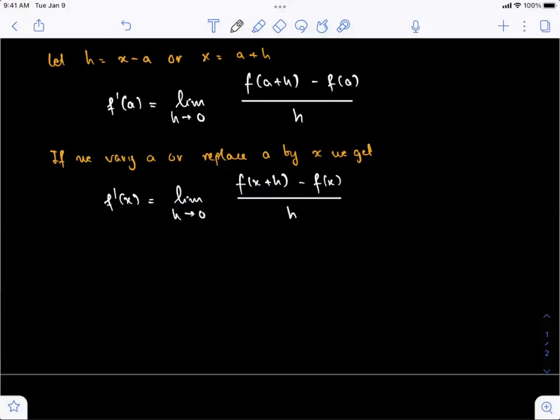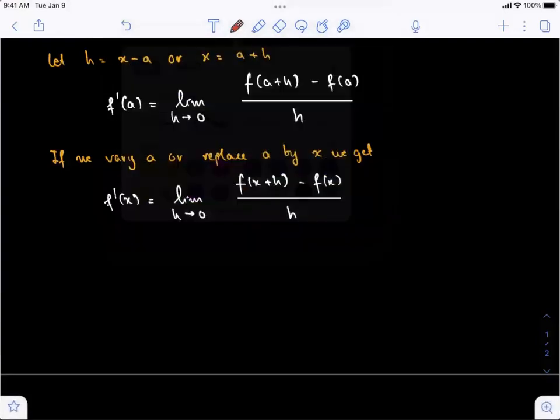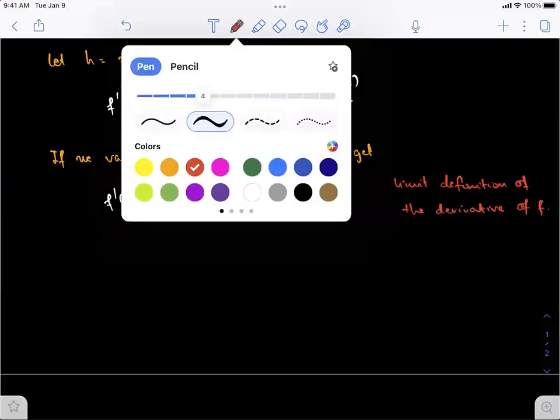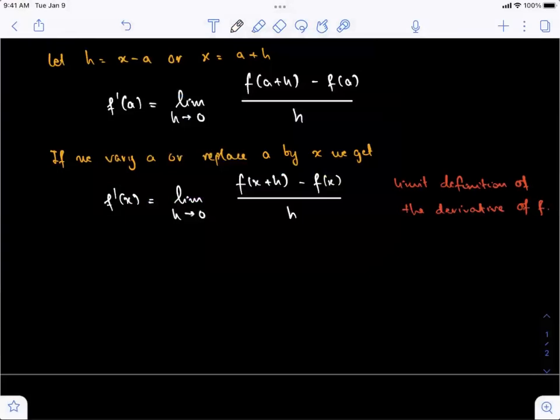So this formula is called the limit definition of the derivative of f. And of course, we can find the derivative provided that the limit exists.